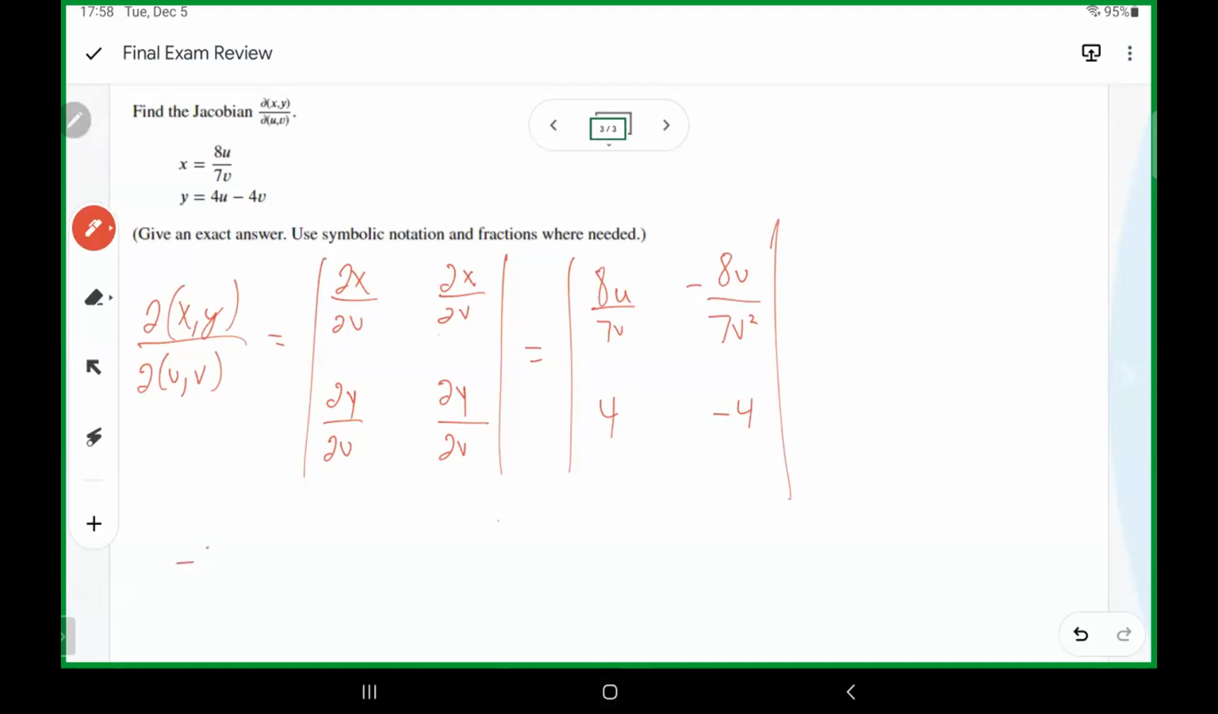I'm going to do negative 32/7, 1/3 plus 32/7 u over v squared. So that gives us negative 32. And you guys can work your own problems out if you want.